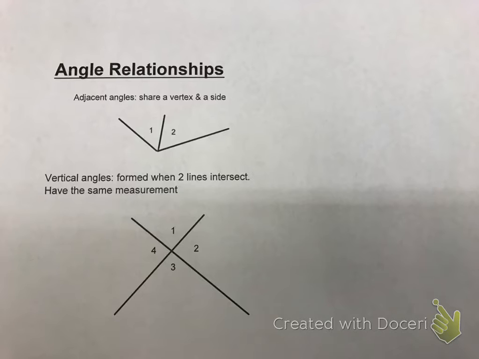The first topic we're going to discuss is adjacent angles. Those are angles that share a vertex and a side. So here we have a picture of adjacent angles. Remember, the angle is the gap in between the lines. So this would be angle 1, and this would be angle 2. This is that shared side. This is the shared vertex. If we had something like this, those two angles are not adjacent because they're not sharing a side and they're not sharing the vertex.